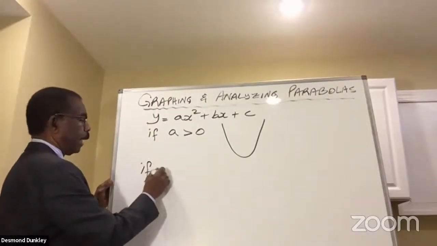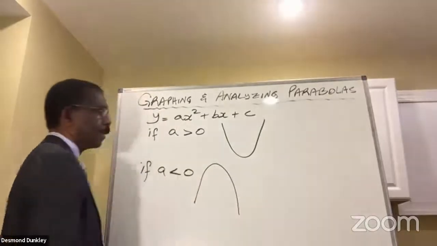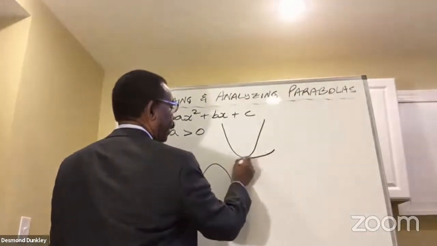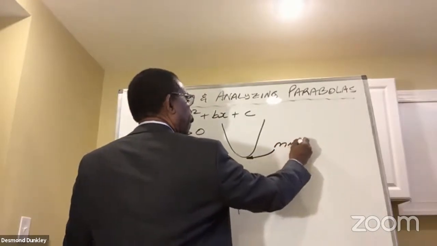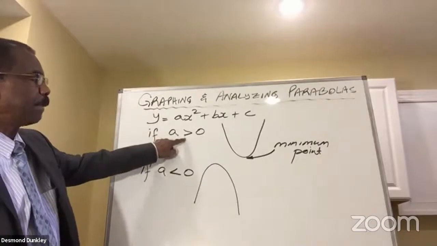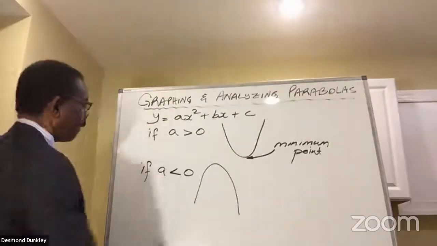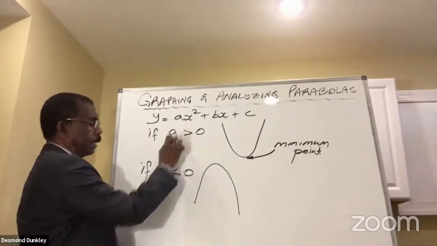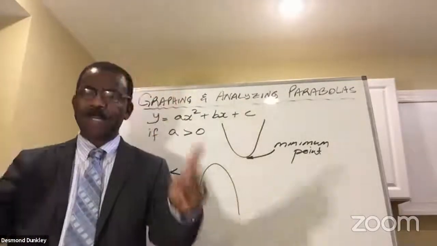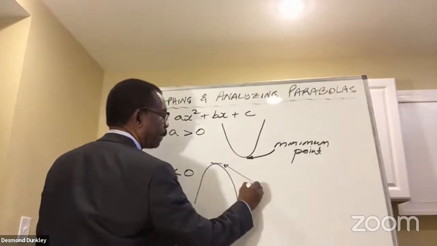If a is less than 0, that is, a is negative, the graph opens down. So we have the reverse, so it becomes an inverted U. So if a is positive, your graph opens upward, your vertex is at the bottom, and therefore you have a minimum value for your function. If the lead coefficient is negative, think of it as opening downwards. So now your graph has a maximum.